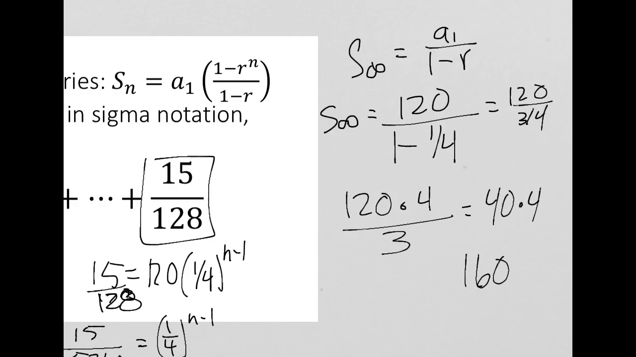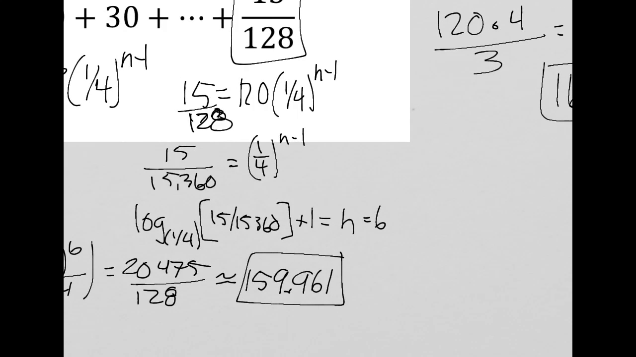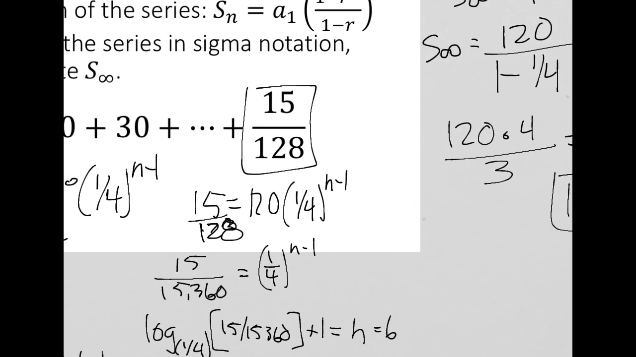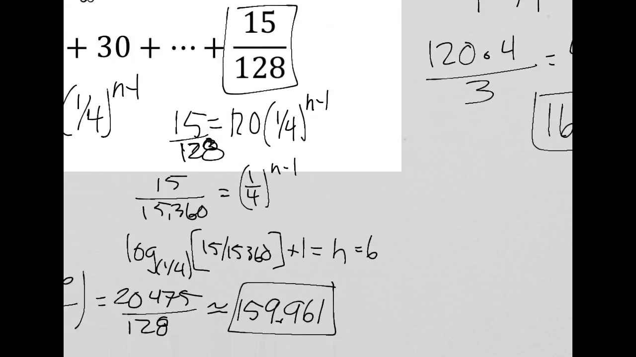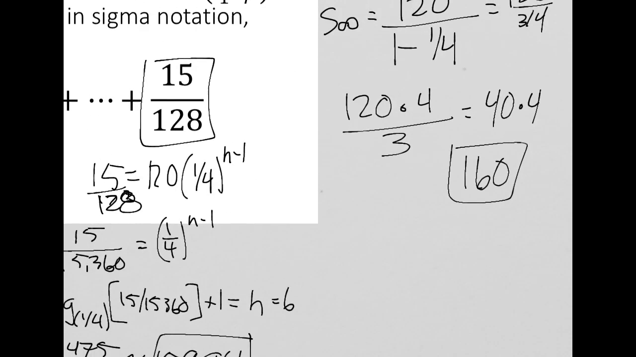So we have 160 as this infinite sum, which was pretty gosh darn close to that sum right there, 159.961, which makes sense because look how small that fraction already is at the sixth term. It's already almost 160, and that fraction is small, so we're not adding that much more, but we do get exactly 160, which is pretty nice because pretty numbers are pretty awesome.